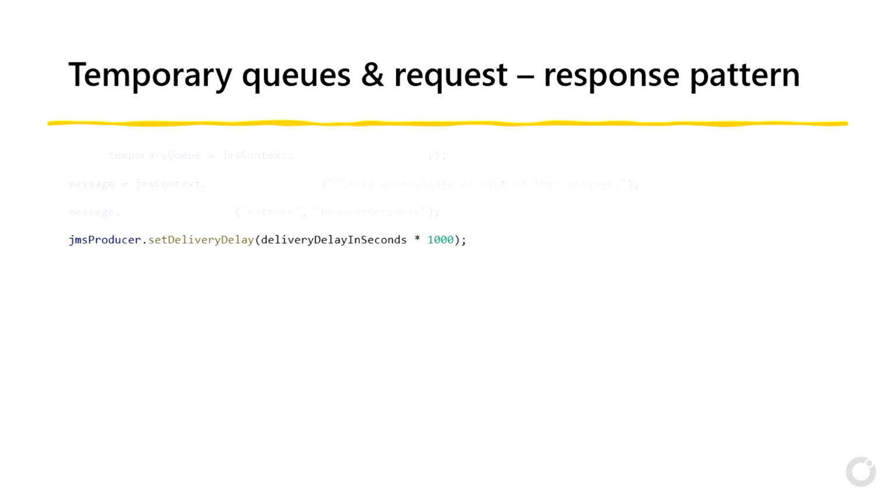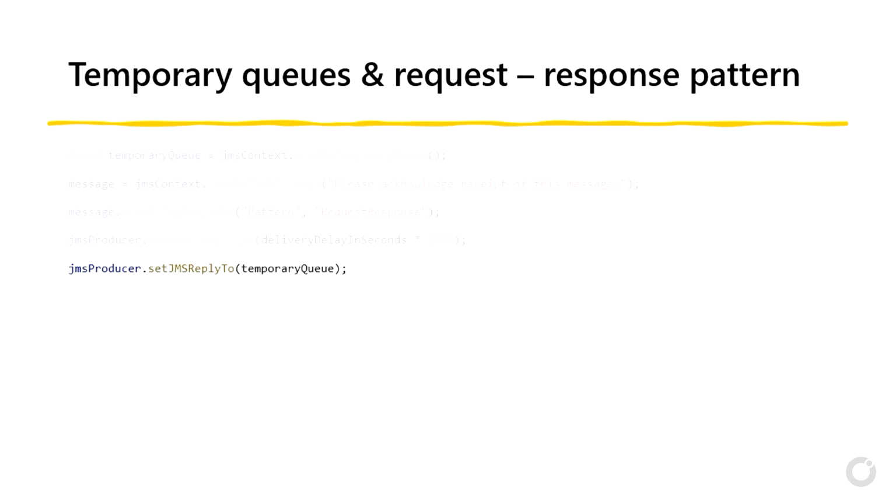Just to show you, of course, Service Bus has different features. So we can also set delivery delays. You can say, okay, actually send this message now, but don't show it until after 30 seconds or a day or whatever. We set our reply to, and we set this to our temporary queue that we just created. And then we send that message. So we have now sent a message to our receiver, and we have created that temporary queue that we expect an answer on.